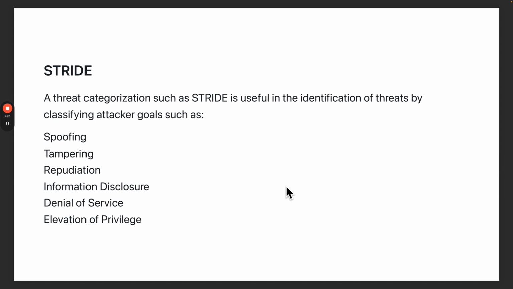Elevation of privilege. This threat action is trying to gain privileged access to a resource or system, to gain unauthorized information, or to compromise your system. The security control here is authorization.